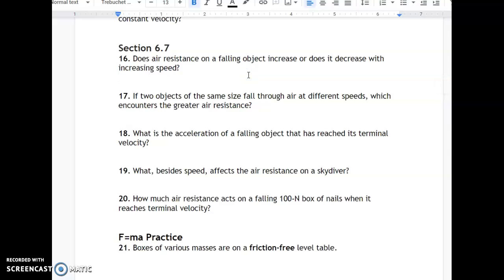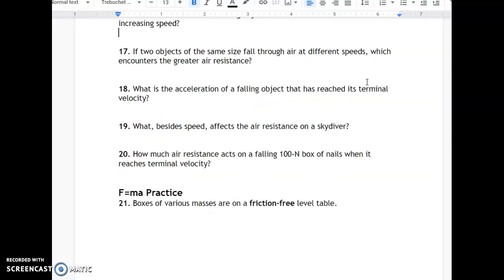Okay, so section 6.7. Does air resistance on a falling object increase or decrease with increasing speed? As we learned the other day, air resistance depends on two things. It depends on your surface area, and it also depends on your speed. So as you increase your speed, you're actually increasing your air resistance.